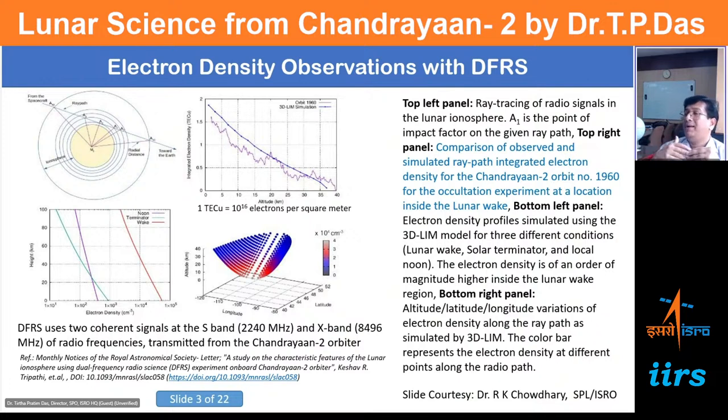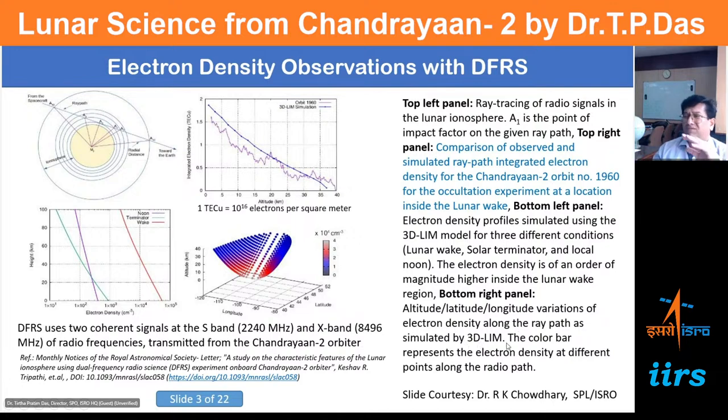I was mentioning a model which was prepared by our colleagues at the Space Physics Lab. The model is called 3D LIM. 3D means you understand the three dimensions. A lunar ionosphere model, LIM, for three different conditions: lunar wake, which I explained on the previous day, solar terminator, and local Moon. For these three conditions, they have simulated the situation. The electron density is an order of magnitude higher inside the lunar wake region. The bottom right panel shows the altitude, latitude, and longitude variations of the electron density along the path as simulated by 3D LIM.